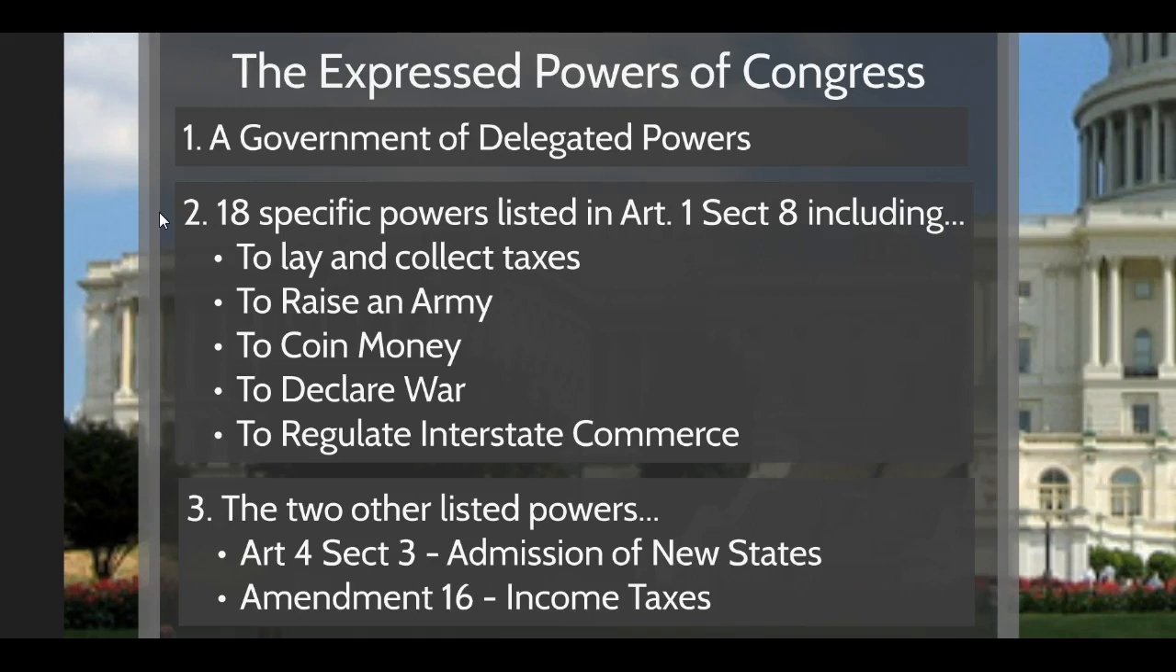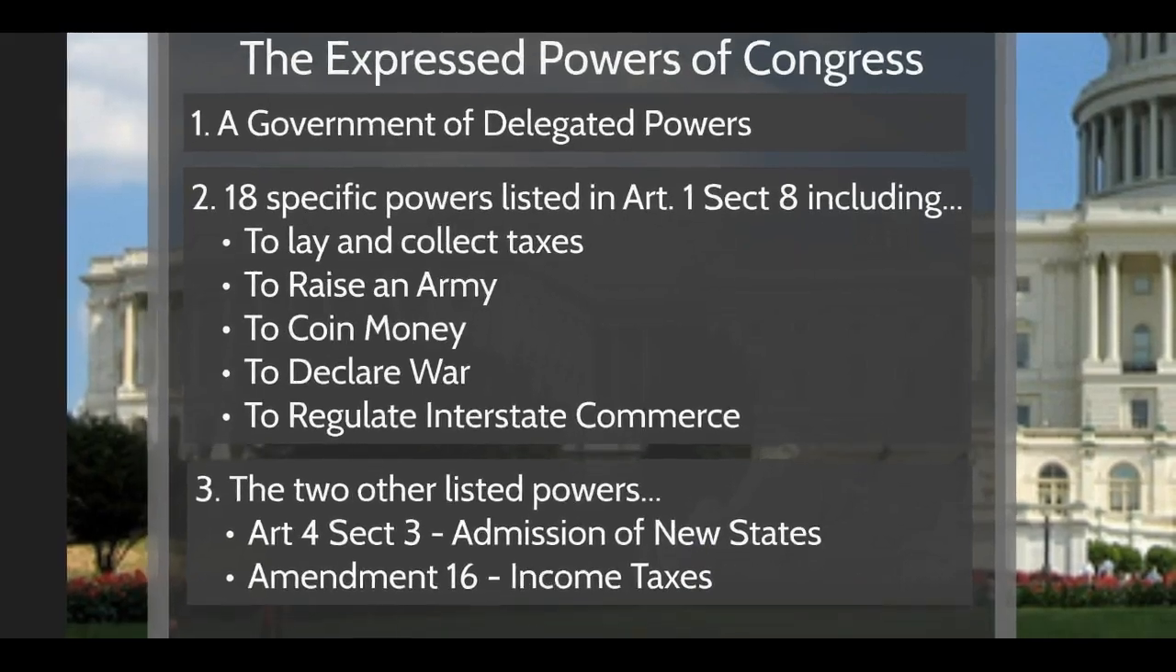There are a couple of other listed powers which are kind of outside of Article 1, Section 8, and they include like the admission of new states, Amendment 16, which was added later, that includes like Congress's ability to initiate income taxes.